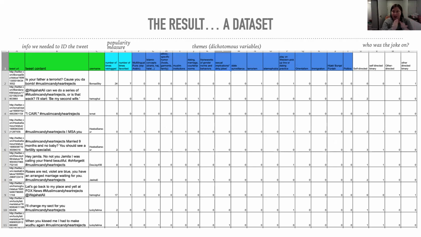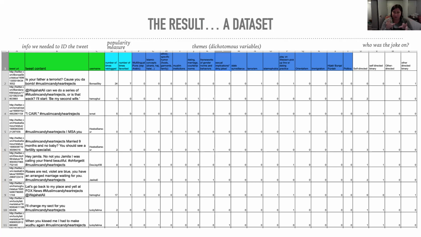If you look at how the data is organized, the stuff highlighted in green is the info we needed to identify the tweet. The popularity measures had to do with interactions on the tweets, and so those are that teal color. The blue is the list of themes that we identified. These are what's called dichotomous or dummy variables, which means you write 0 if it's present and 1 if it's not. What you have over here in the unhighlighted things are the 0s and 1s.